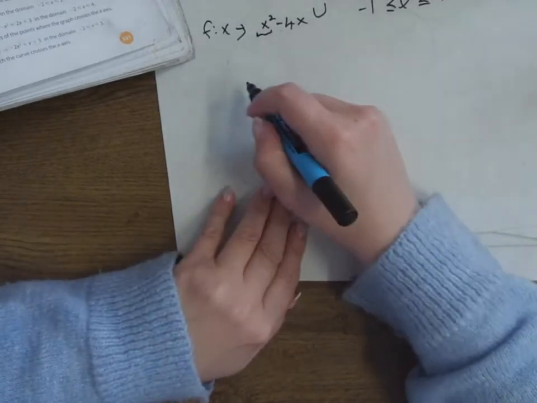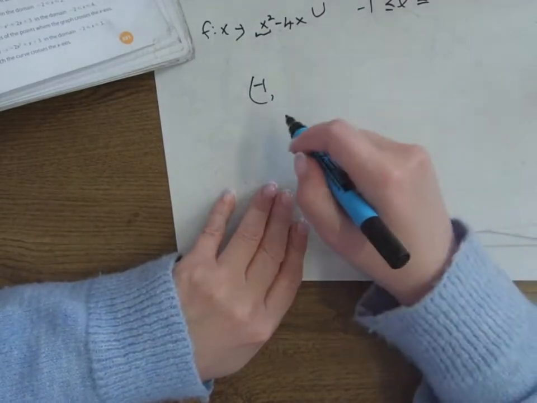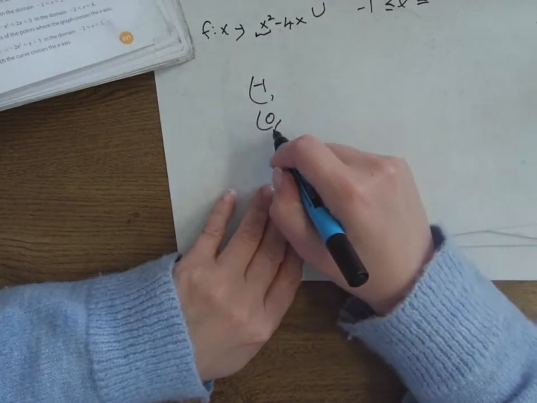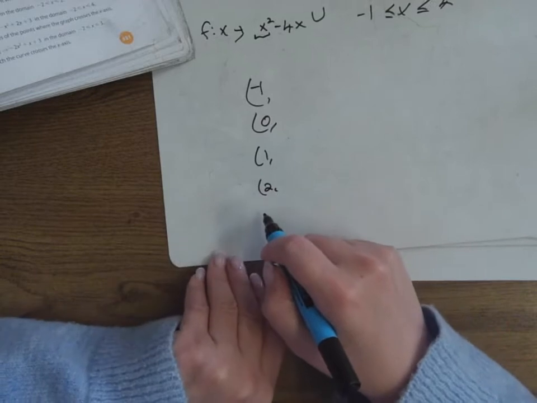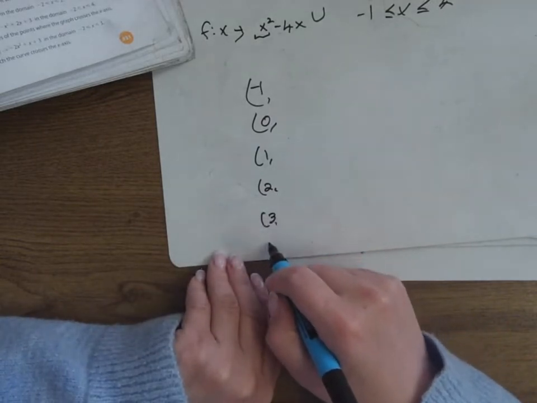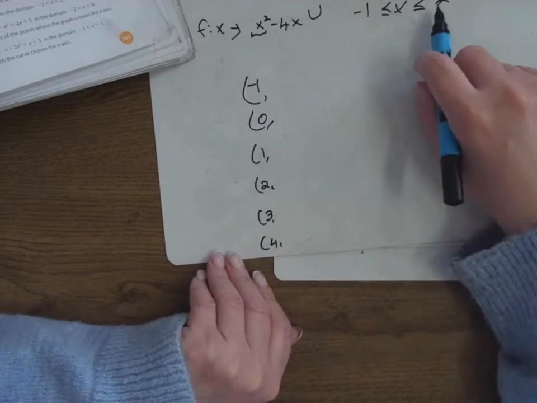Okay? Right. So minus 1 something. Your points are going to be minus 1 something, 0 something, 1 something, 2 something, 3 something, and 4 something. How do I know? They're all the numbers between minus 1 and 4.